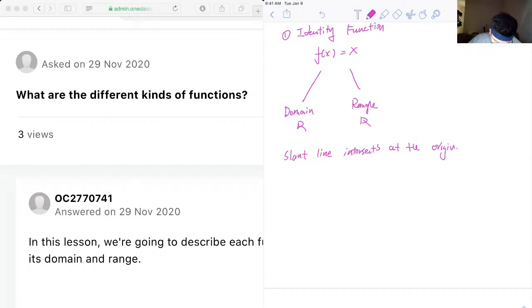Okay, so the graph should be something like this. And that's (0, 0).